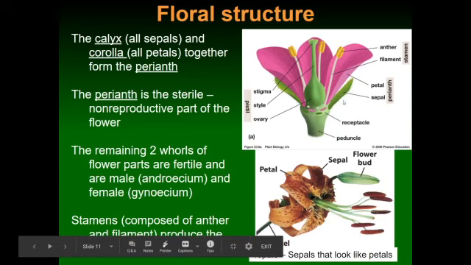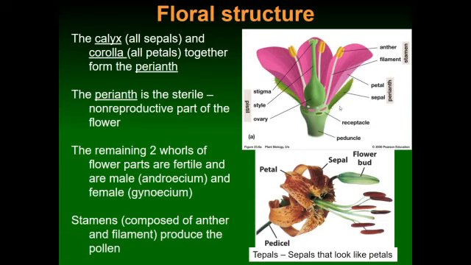Okay, so we've got whorls. So you've got your sepals, you've got your petals. Now we've got two more whorls. So basically a circular area around the flower. So the next two whorls are fertile. The next whorl is the male part. So we have the stamen. So you can think of stamen. Get it? Stamen. This is the male part.